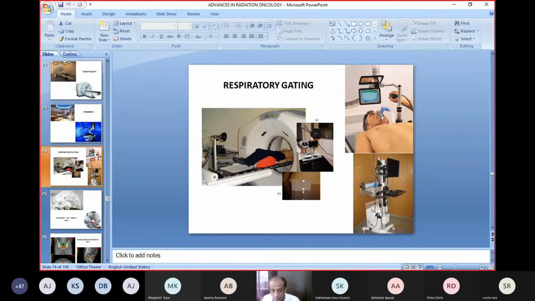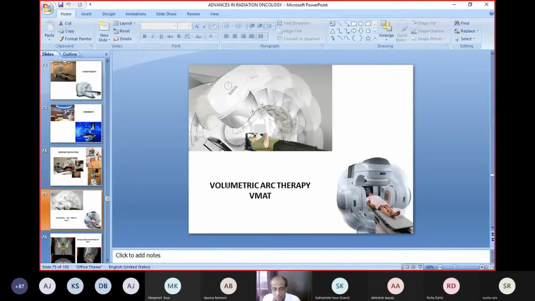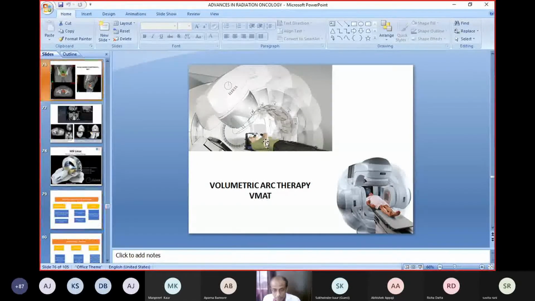deep inspiration. Then comes something called volumetric arc therapy, in which the machine continuously rotates while the radiation is on. So this is called volumetric arc therapy. IMRT can be delivered by static IMRT or volumetric IMRT. In static IMRT, we deliver the radiation with some 5 angles or some 7 angles, fixed angles. But in volumetric therapy, the machine rotates continuously and the beam is on continuously throughout the delivery.